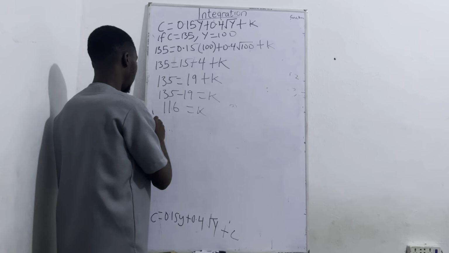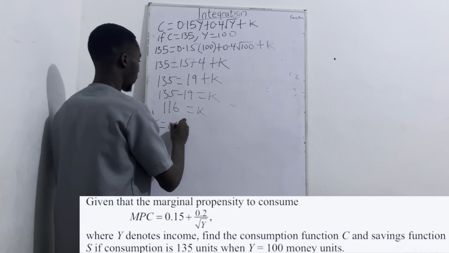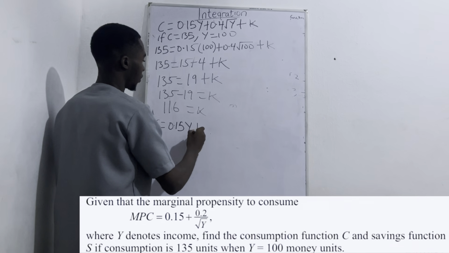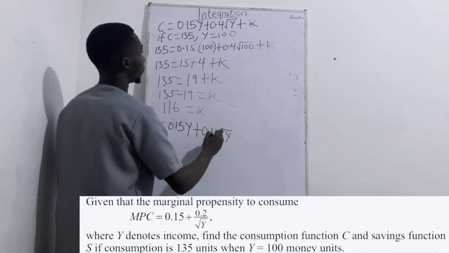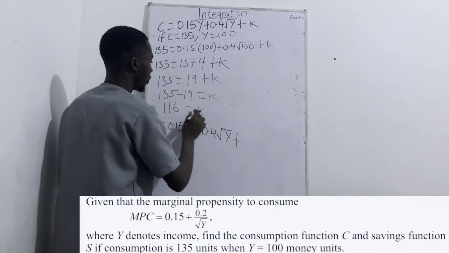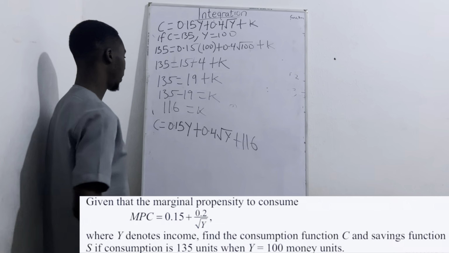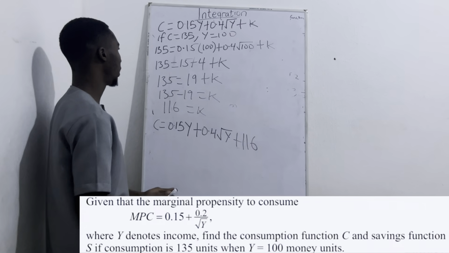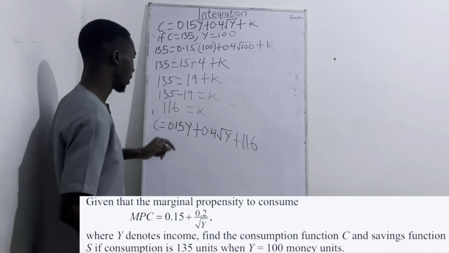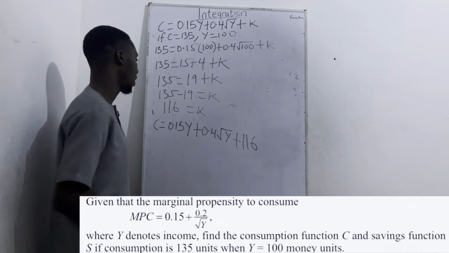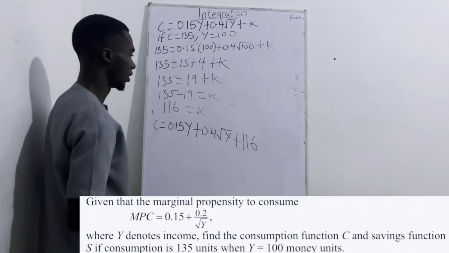So now our final consumption function will be c is equal to 0.15y plus 0.4 root y, then plus our k, which we found for the k. So the k was 116. You get it? All right, so this is our final answer for the consumption function c. So we made y 100 and c 135 as it was requested in the question, and we got 116. So that becomes our final consumption function. So obviously you have to get the value for the c. You get it in questions like this.